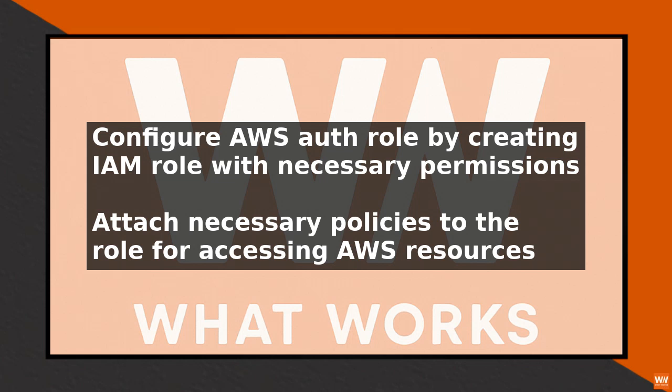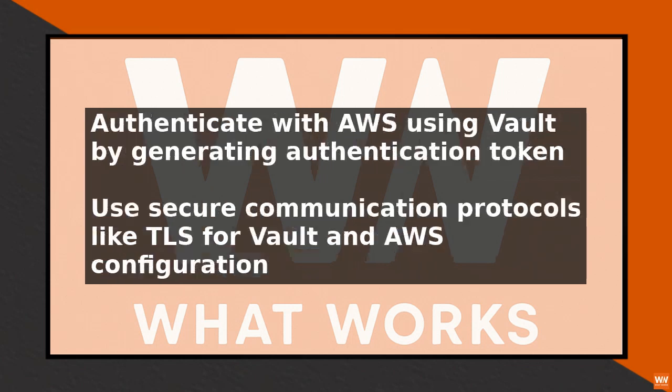Best practices for securing Vault AWS Auth include using least privilege access, rotating credentials regularly, and monitoring Vault and AWS logs for suspicious activity. You should also ensure that Vault and AWS are configured to use secure communication protocols, such as TLS.